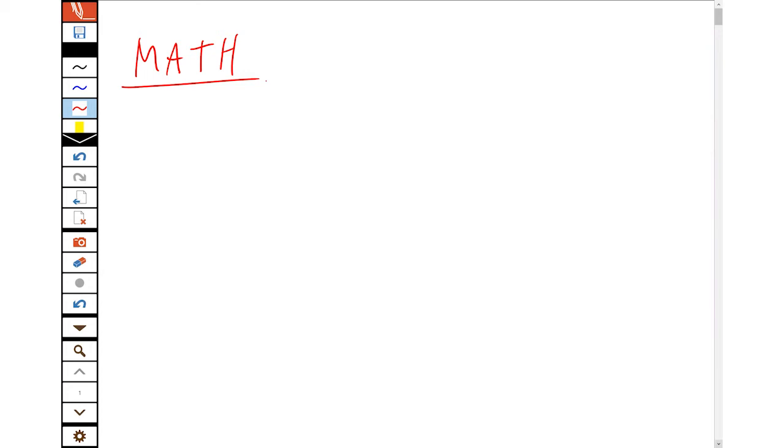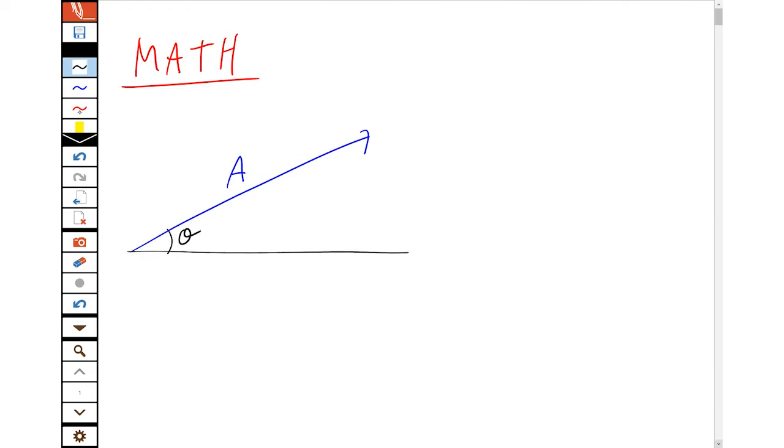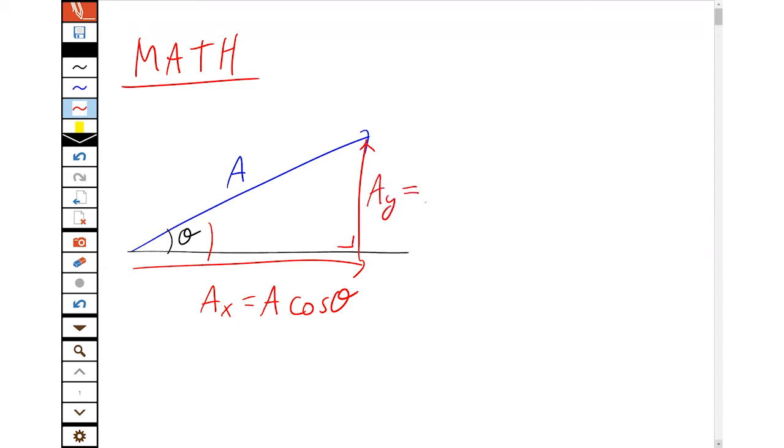Now, the way we use the math in order to add vectors, we use the fact that we can separate any vector up into x and y components. For example, our vector A there, well, it's at some angle to the horizontal, and we can break that up into an x component, which is the length A times the cosine of the angle, because that's the side adjacent to the angle. And the other side of this right angle triangle is the vertical component, which is A times the sine of the angle, which is the opposite side.